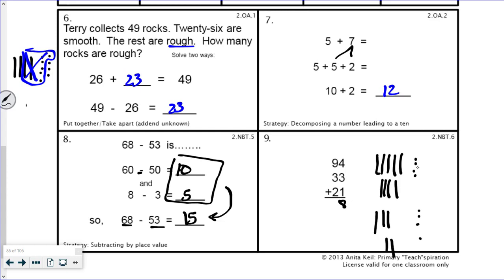Okay, so we started with our ones. So we had 4, 5, 6, 7, 8, right? 8 ones. So I'm going to write an 8 up here. Now we count our tens, right? And remember, this is base 10 we're working in. That's why we have base 10 blocks. So every time I get to a 10, I got to do something different, okay? So this is 90 plus 1 more is 100, right? 10, 20, 30, 40, 50, 60, 70, 80, 90, 100.